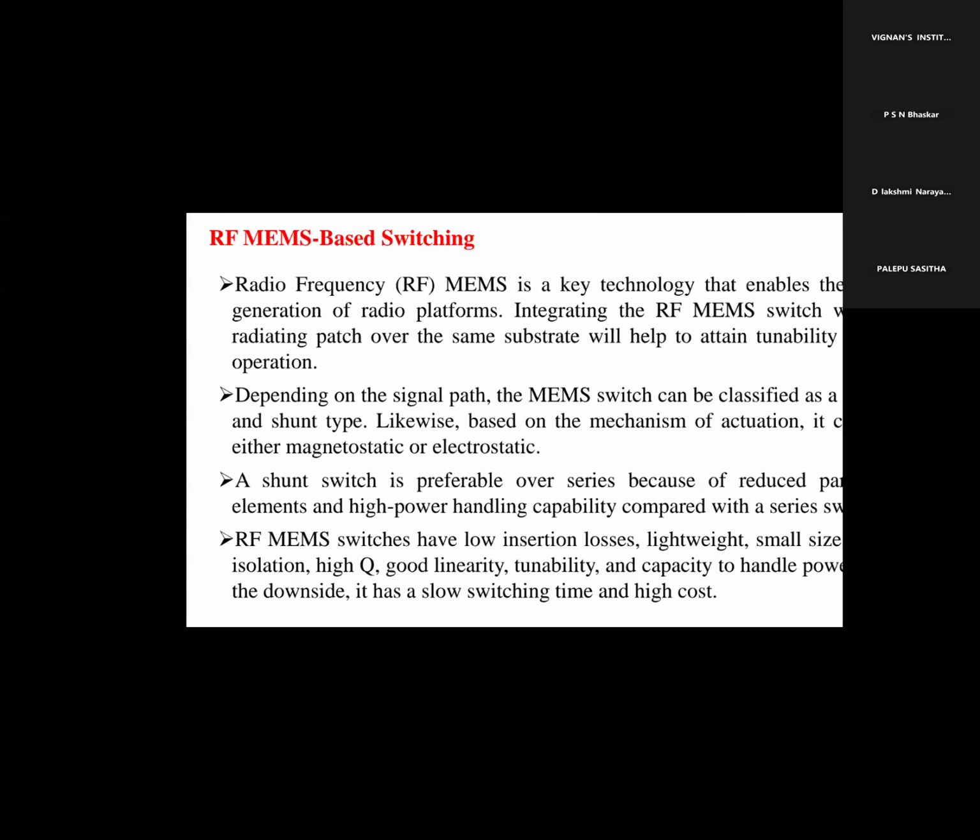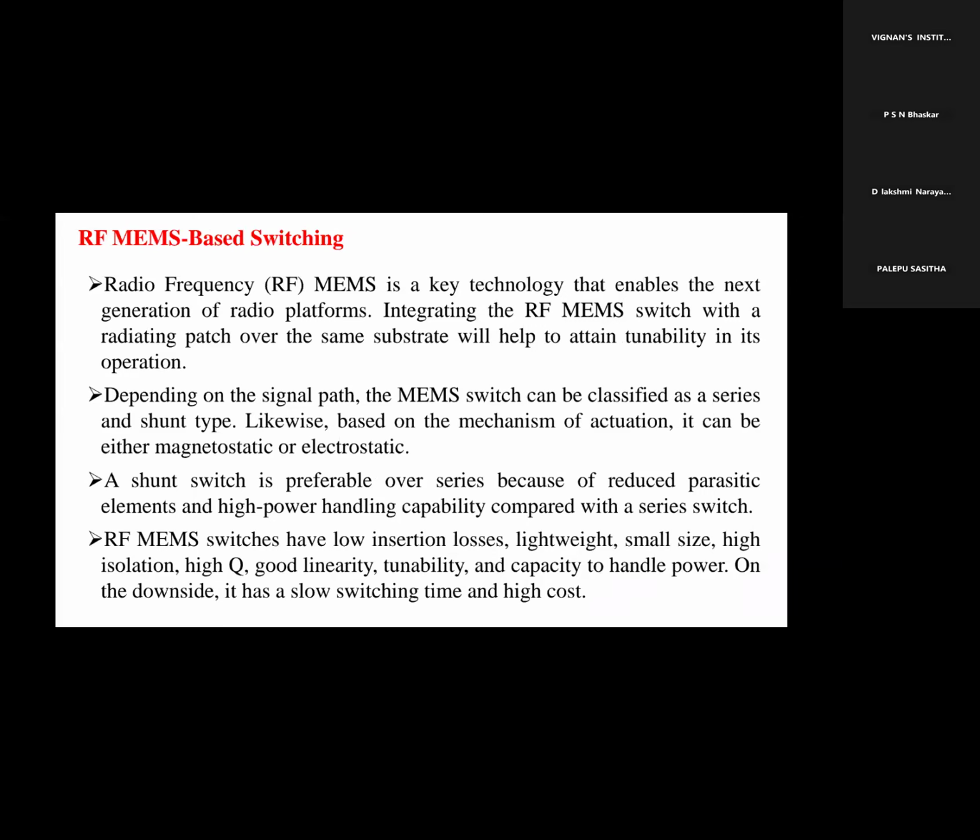And the next one is RF MEMS based switching. Radio frequency MEMS is a key technology that enables the next generation of radio platforms. Integrating the RF MEMS switch with a radiating patch over the same substrate will help attain tunability in its operation. Depending upon the signal path, MEMS switches can be classified as series and shunt type. Likewise, based on the mechanism of activation, they can be either electrostatic or magnetostatic. A shunt switch is preferable over the series because of the reduced parasitic elements and also high power handling capability compared with the series switch.